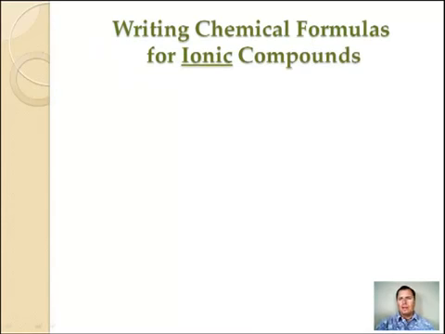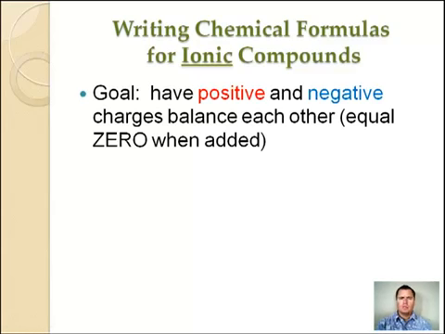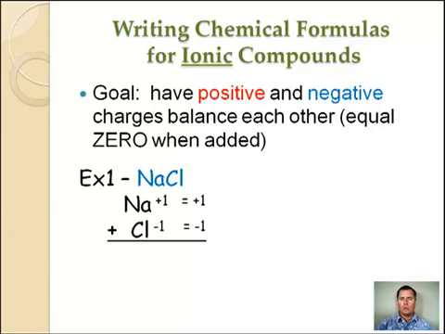Okay, so let's talk about writing chemical formulas for ionic compounds, for binary. And the other types of ionic will follow this as well. So the goal of writing these compounds is to have both the positive and the negative charges balance each other out, meaning the overall charge of that compound is going to be 0 when the charges are added up. Let's see what I mean here. So NaCl, we just looked at this one. We said sodium forms a +1 charge. Chlorine forms a -1, +1 plus -1. Overall, we have a neutral charge.